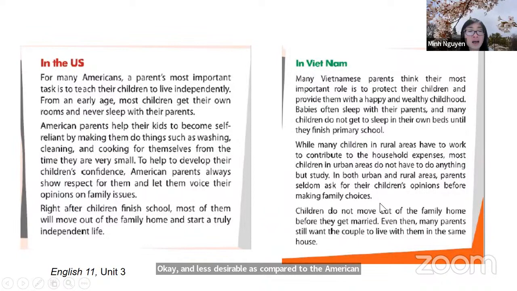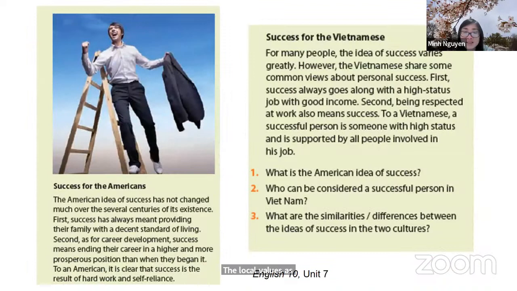So this is what I mean by valorizing Western values, whereas portraying the local context, the local values, as undesirable. Okay, this is another reading text from English 10, Unit 7. And I'll also let you read a bit before I analyze the text.